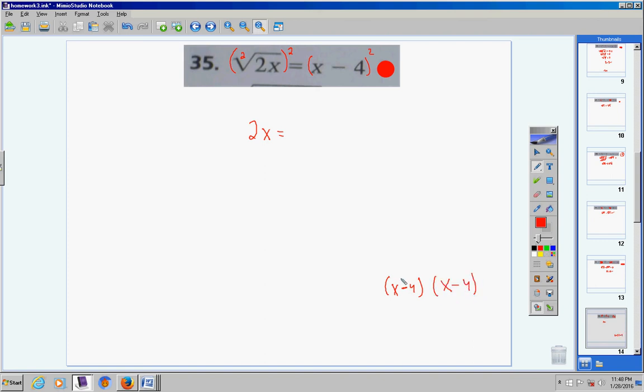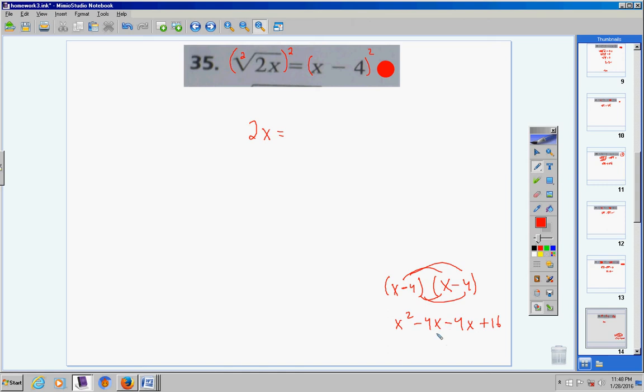So here we go, take your x and multiply it through. X times x is x squared. X times negative 4, negative 4x. Now take your negative 4 and multiply it through. Negative 4 times x is negative 4x. Negative 4 times negative 4 is a positive 16.